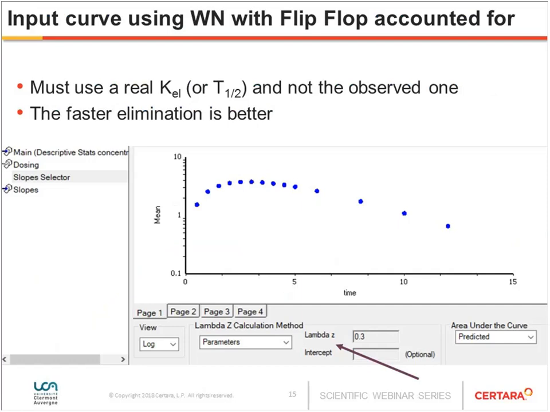In the slope selector panel, and just in the bottom of the curve, you can select the lambda z calculation method, and you are not going to select it according to best fit, but to parameters. Then you can enter the lambda z that you want, and that is seen by the arrow. And in this case, you are going to enter the lambda z which is going to correspond to the shorter terminal half-life that you can have. In this case, it was the reference one, and it's going to be 0.3. You do that for the 4 formulations, reference, A, B, and C.